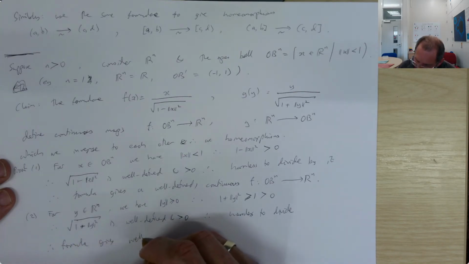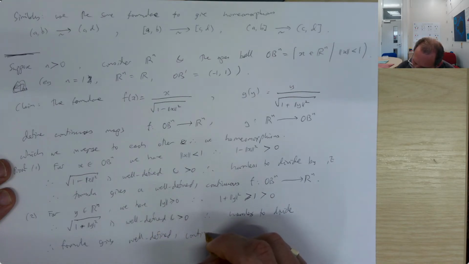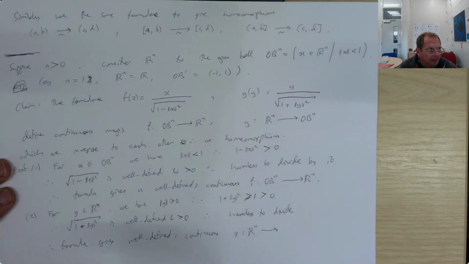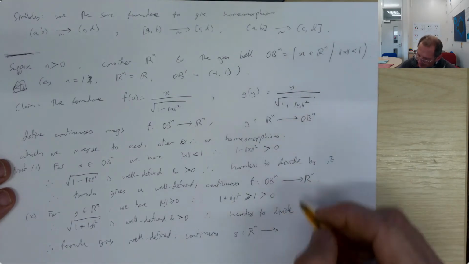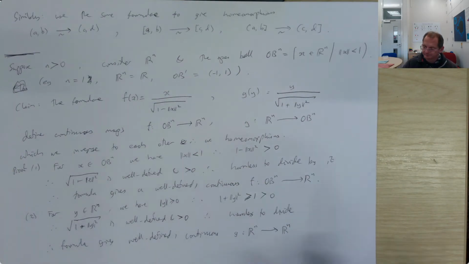So the formula gives a well-defined continuous map G from Rn, but not yet immediately to OBN, right? We haven't checked what the norm of this is, but it's giving us at least a continuous map to Rn.